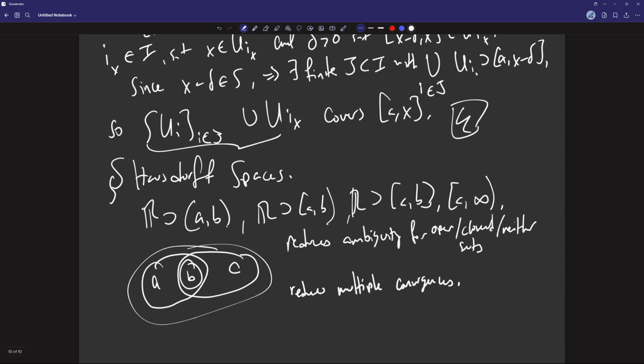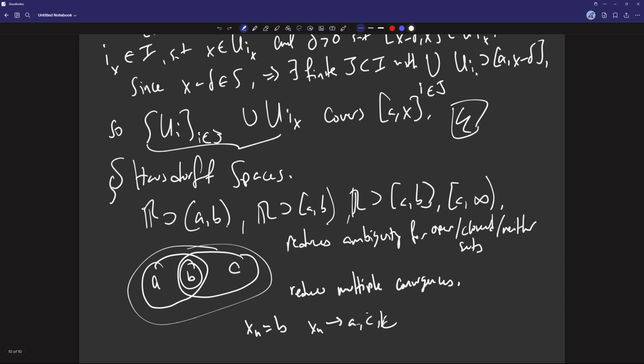And to think of that, that's kind of crazy because, for example, let's just say we have this set. Let's say that xn is going to be equal to b. Then it also happens to be the case that xn goes to A, goes to C. And this is an example of a multiple convergence.